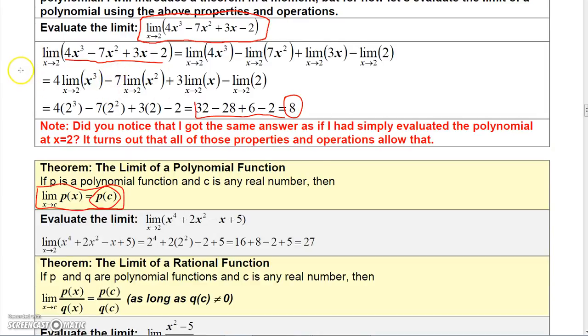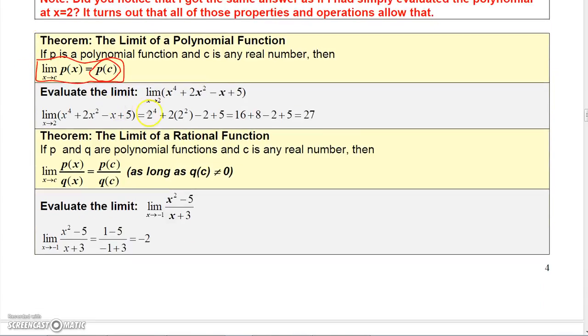If I want the limit of a polynomial, I can just plug the number in, like I'm going to do here. If I want the limit of x to the fourth plus 2x squared minus x plus 5 as x approaches 2, just plug a 2 in everywhere for x. So I would get 2 to the fourth plus 2 times 2 squared minus 2 plus 5, and when I evaluate that, I get 27.